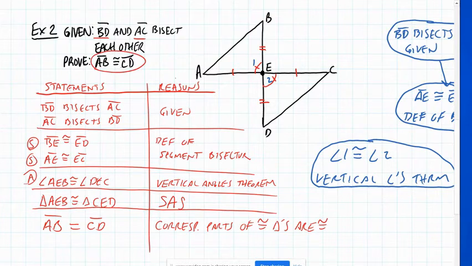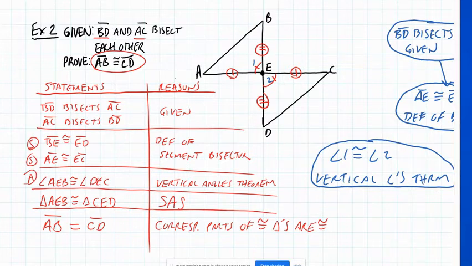Okay, so in the proof, I put both the givens on one line. You can do that, or you can put it on 2 different lines. It doesn't really matter. And then BE, we marked this and this. BE is congruent to ED, and the reason why we knew that is because it was given that AC was a segment bisector. And same thing with AE, congruent to EC. We knew that because BD was a bisector. So that's the definition of a segment bisector.